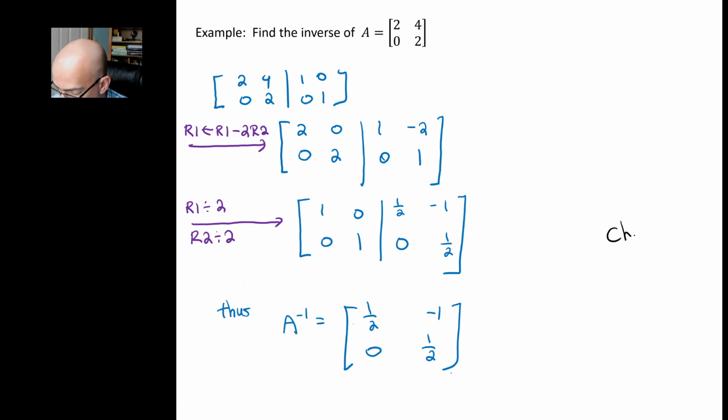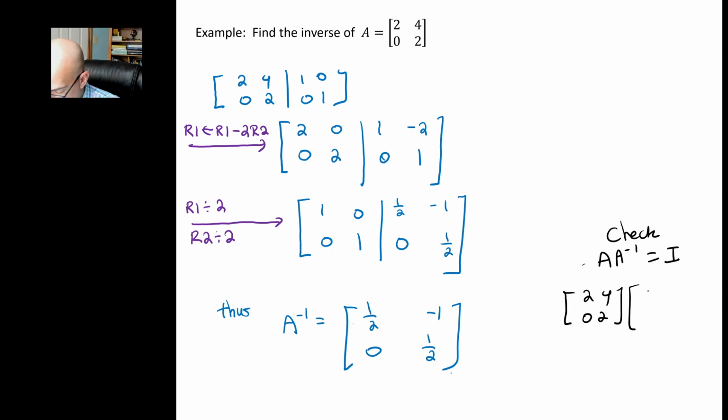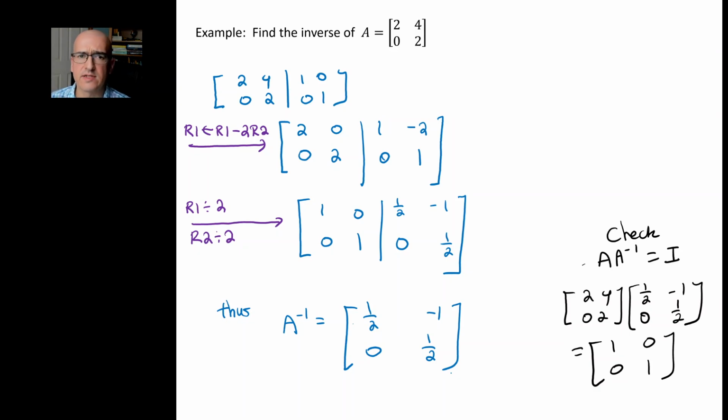Let me do a quick check that A times A inverse is the identity. So 2, 4, 0, 2 times 1 half, negative 1 half, 0, 1 half. First row times first column, I get 1 minus 0, I get 1. And then I get negative 2 plus 2, I get 0. And then 0 plus 0, 0. And then 0 plus 1, 1. There, it worked. So this is likely correct. Not likely, it is correct.